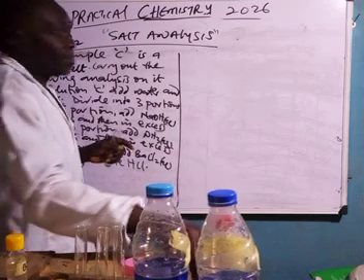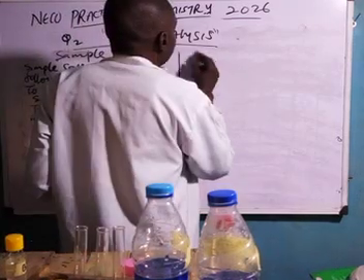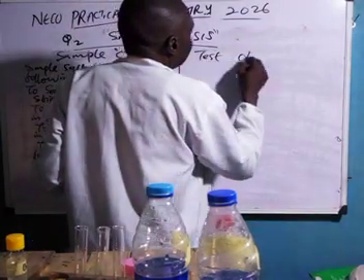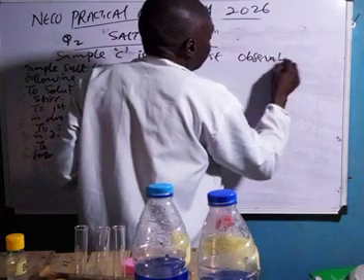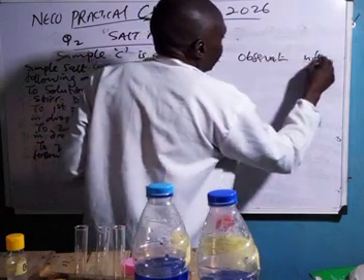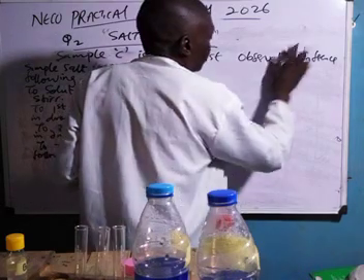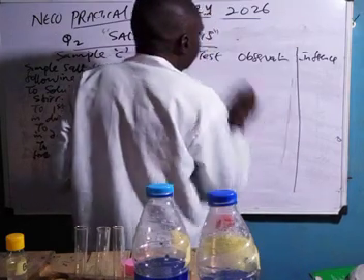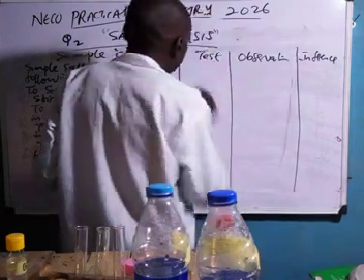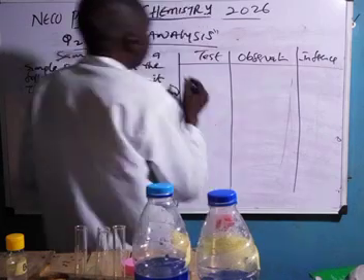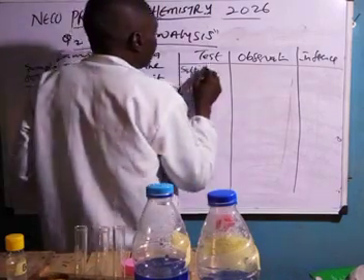First of all, what I need to do is to draw a table like this: test, observation, inference. I draw my table like this. For the test, I write: salt plus water.